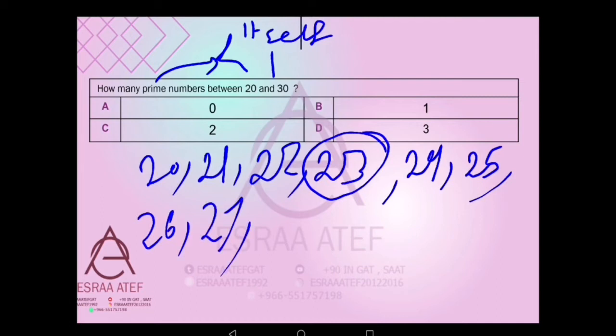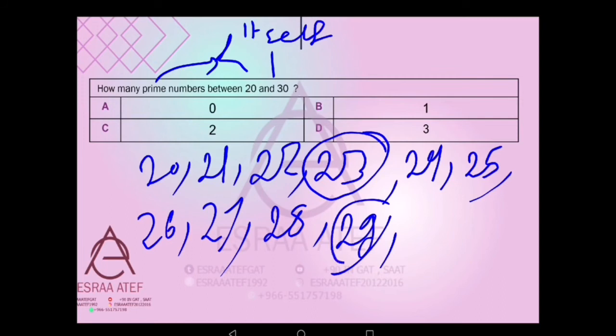27 by 7, okay, sorry, by 9. 28 can be divided, the same type. 29 can't be divided, so it's the second prime number. And 30 can be divided, so the only two prime numbers are 23 and 29, so there are only two.